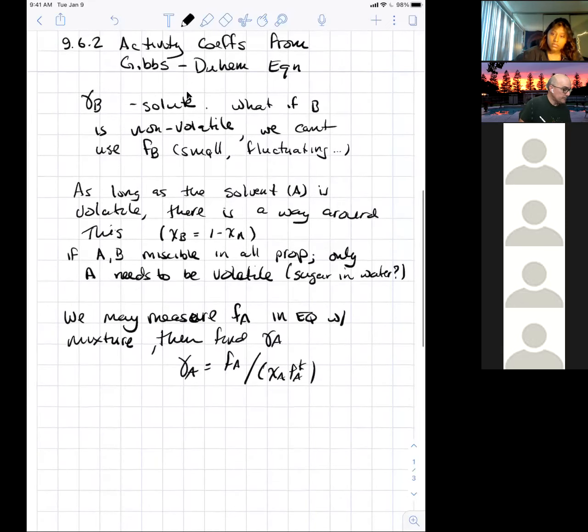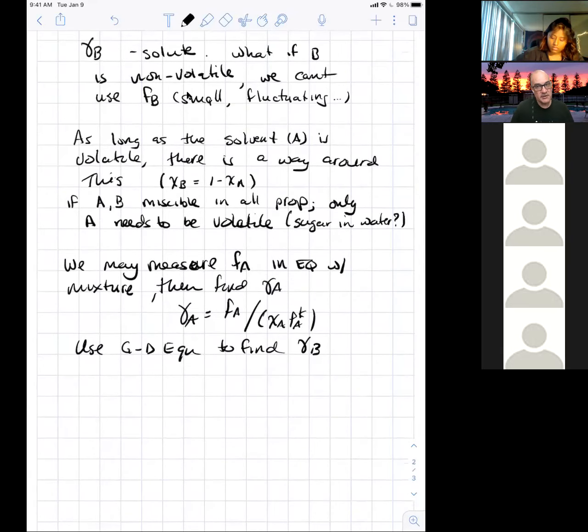All right. And what we do is we use Gibbs-Duhem to then find the activity coefficient of the solute. I'm not saying that this is super straightforward, right? But mathematically we can do it. So we're going to see how we can do it. And we're not going to do this directly, but we're going to see how we can do this.